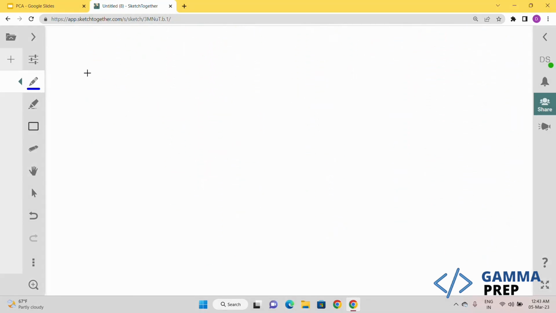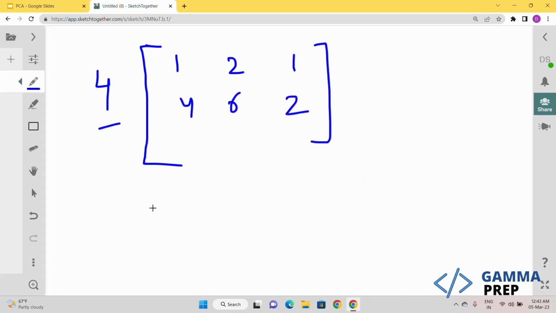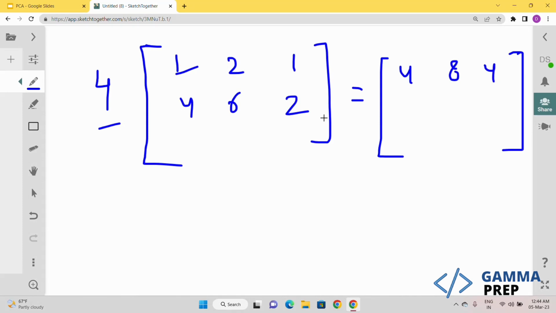Now, let's say you have a scalar quantity, that is a constant, and you have a matrix, and you want to multiply this scalar with the matrix. Then this 4 is multiplied with all the elements in the matrix. So it becomes 4 into 1, 4, then 4 into 2, 8, then 4 into 1, 4, 4 into 4, 16, 4 into 6, 24, 4 into 2, 8. So this constant is multiplied with all the elements.